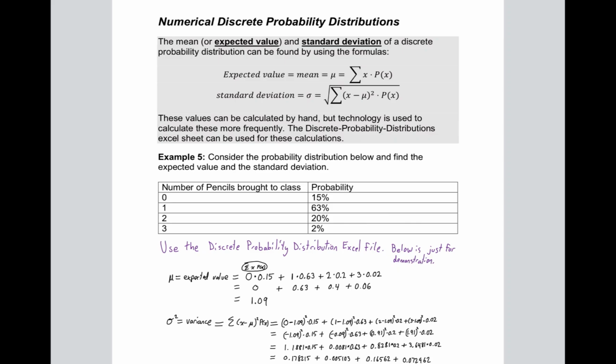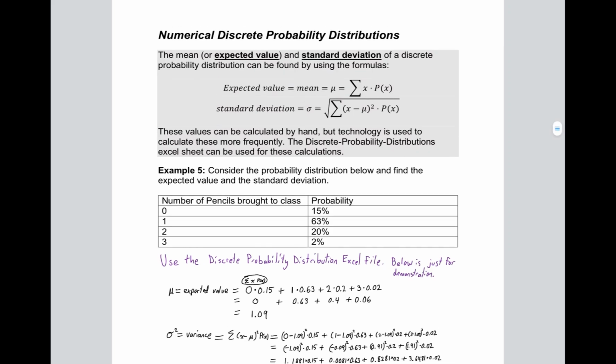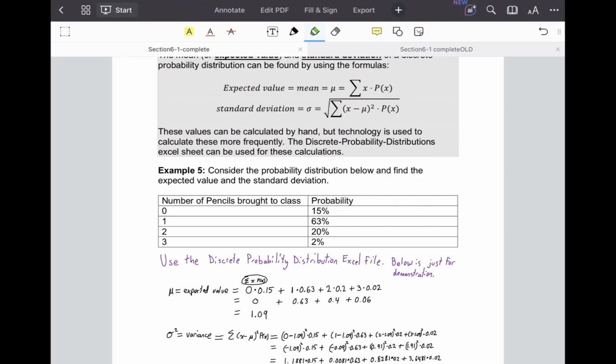Probability distributions also have an expected value, which is a mean, and a standard deviation, and they're calculated in a particular way. I don't necessarily need you to know these formulas. They're here for reference if you would ever have to do this by hand. We're going to use technology, and the Excel file for this one is called Discrete Probability Distributions, and it does these calculations for us.